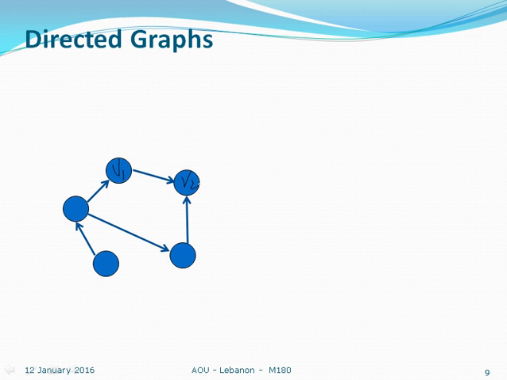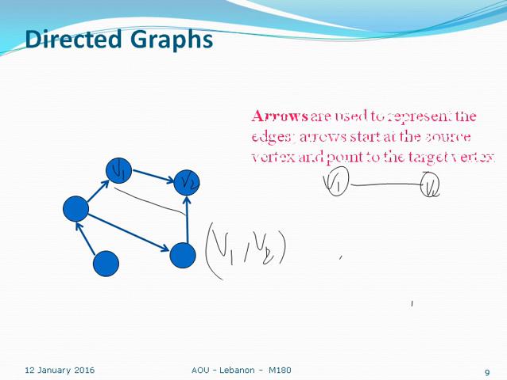We cannot say the edge is from v2 to v1. Whereas if it is an undirected graph, v1 v2, we can say an edge from v1 to v2 or v2 to v1. But here we cannot say v2 to v1 in the directed graph. The direction is from v1 to v2.